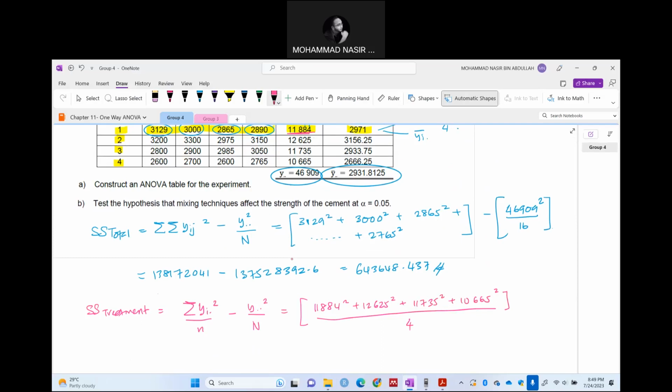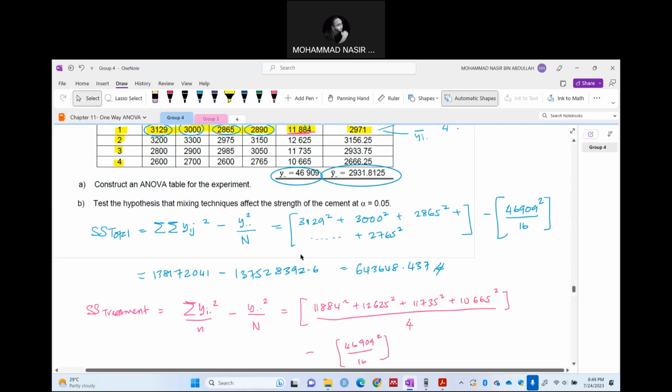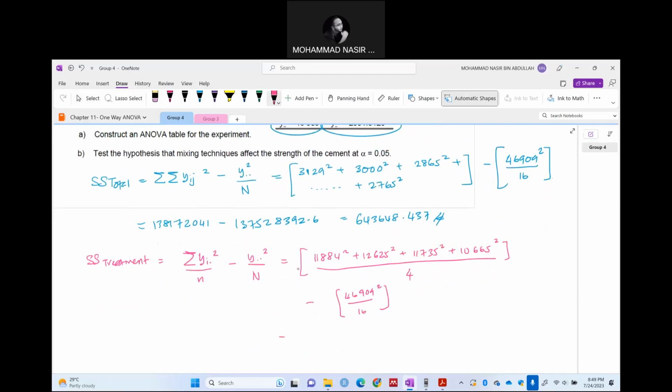Okay. So minus this value, 46909 square divided by 16. Okay. So this one should be 138018132.8 minus 137528392.6. This one should be 489740.237. Do you get the same thing?